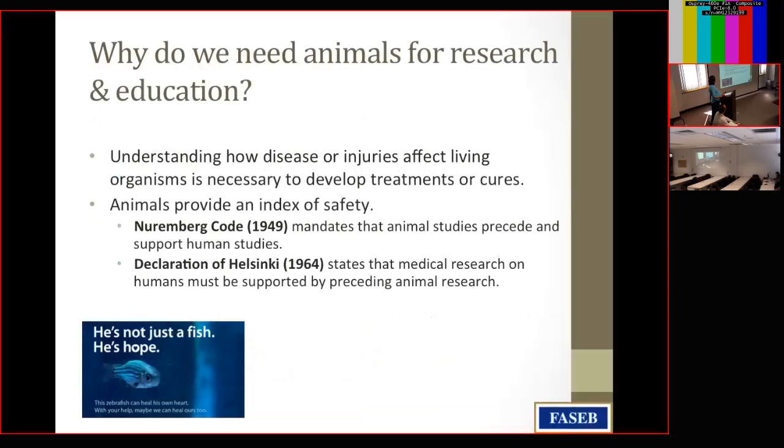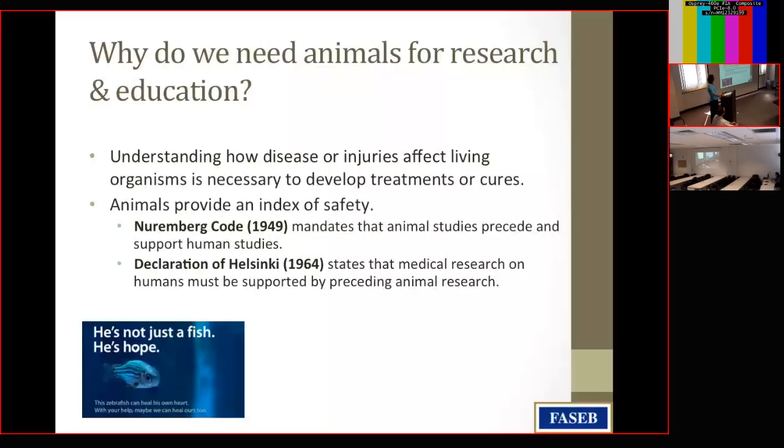So there are several answers to the question, why do we need to use live animals in research? First, in order to develop treatments and cures for human diseases, we have to understand the basic physiology that we all share as vertebrate animals, as well as the pathophysiology of specific disease processes. Secondly, animals are necessary to provide an index of safety prior to work being conducted in humans.